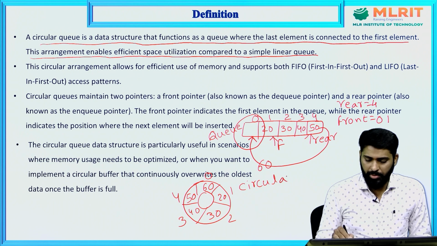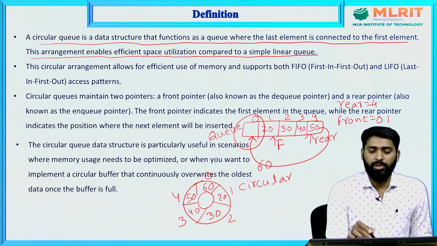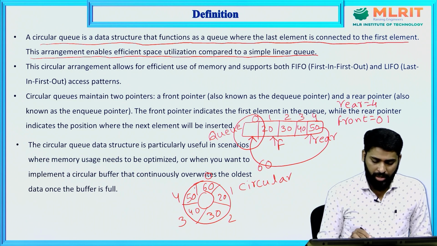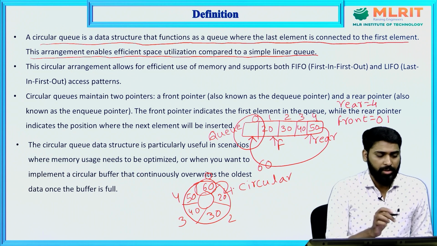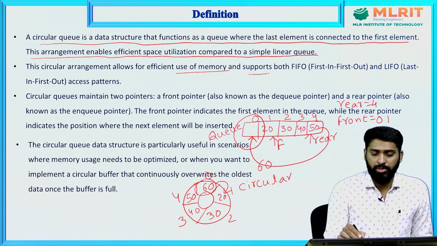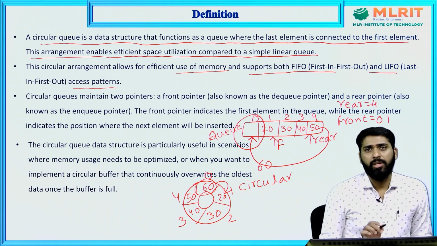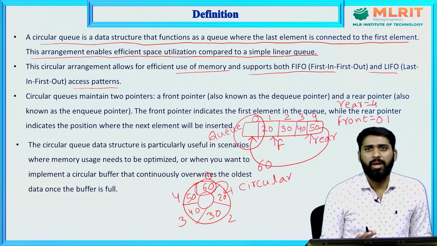So this is the definition of a circular queue. A circular queue is a data structure that functions as a queue where the last element is connected to the first element. Here the last element is 60, and it is connected to the first element. This is the circular operation. The circular arrangement allows efficient use of memory and supports both FIFO and LIFO access patterns. We access based on our requirement: either you can use the FIFO principle or LIFO, first in first out or last in first out.